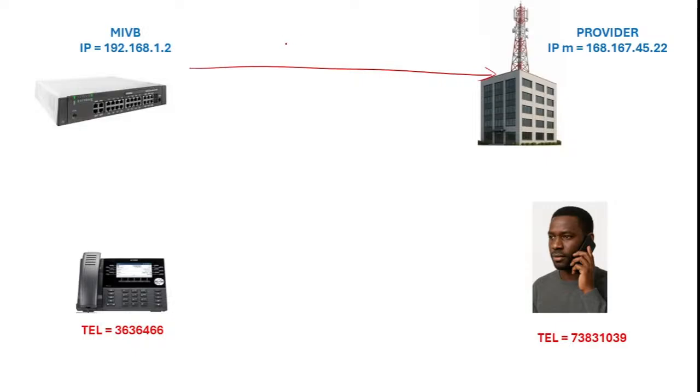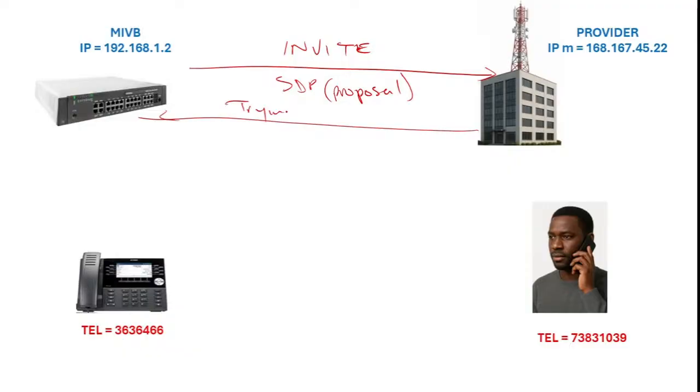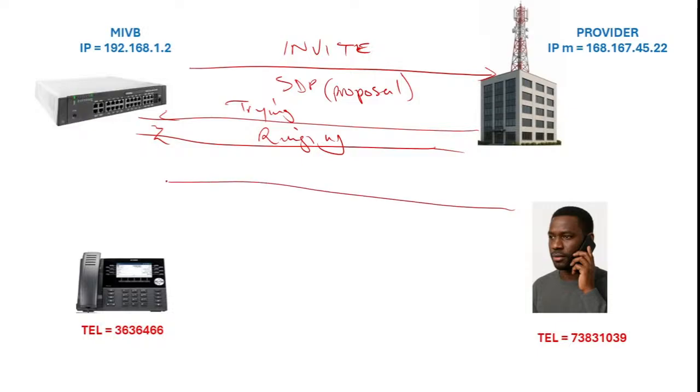so we are back to it. Mitel sends an invite, and this is a continuation. The invite has got an SDP inside it, an SDP that Mitel is proposing to the provider. Then the provider is going to send these messages like trying, like ringing, and when there's an answer, it's going to send an SDP acknowledgement, an SDP ACK.